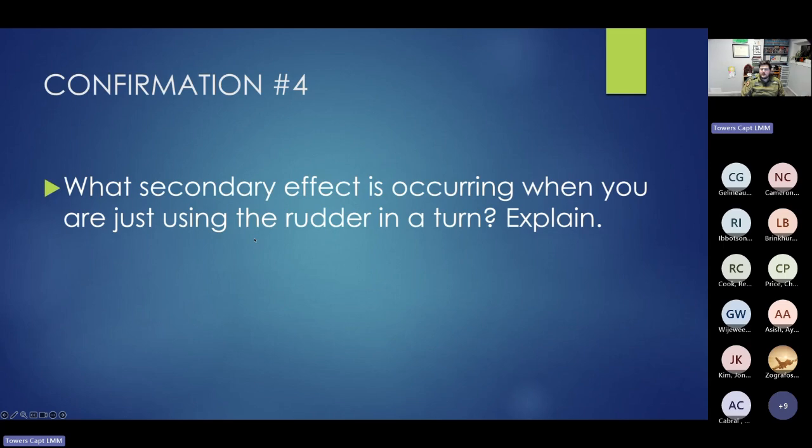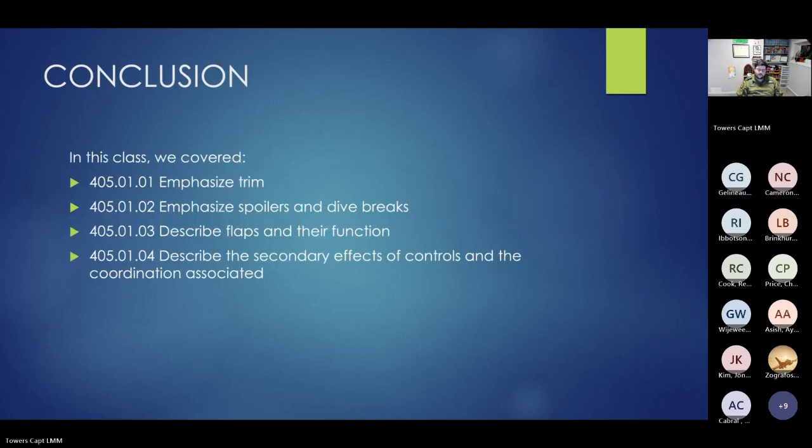Confirmation number 4. What secondary effect occurs when you use just the rudder in a turn? So if you're turning and you're using just the rudder to do it, what secondary effect is going to happen? Yep, a little bit of roll. Perfect. So we talked about trim, spoilers and dive brakes, flaps and their function, and the secondary effects of controls and the coordination associated.